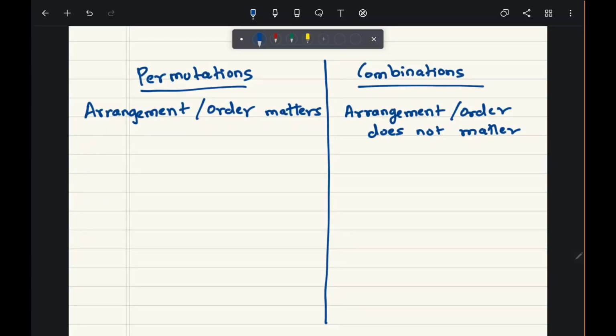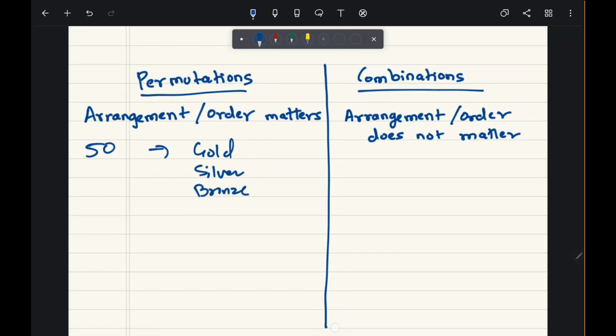What is the basic difference in permutations and combinations? By definition, in permutation, an arrangement or order matters. So, for example, let's say you have 50 students in a class, right? And let's say they are competing for gold, silver, and bronze. Okay, the order would matter.